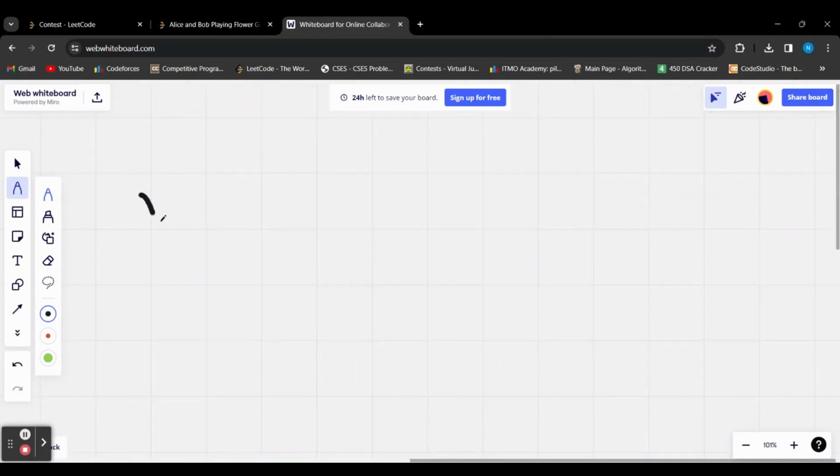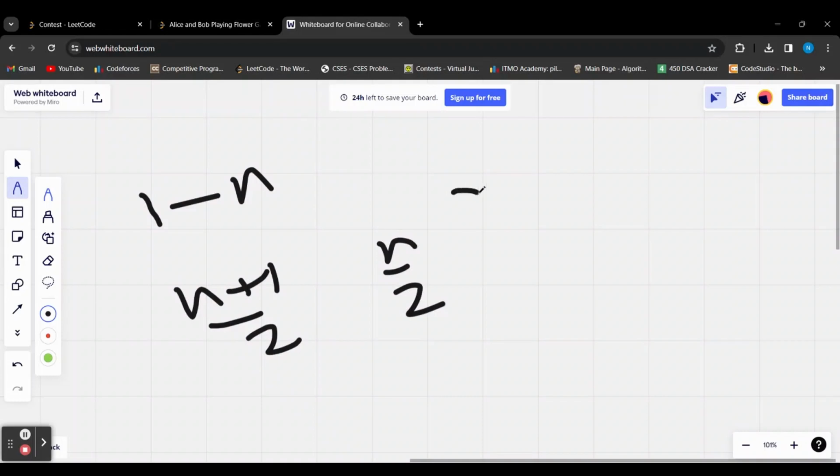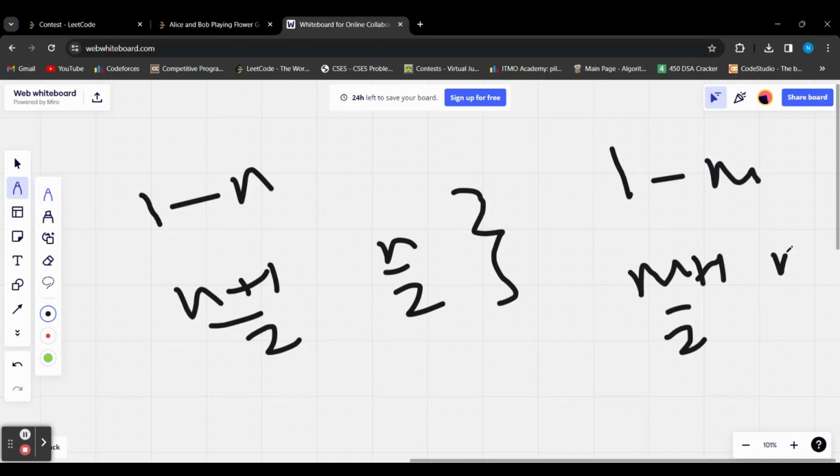So the number of odds in this range is (n plus 1) by 2 and the number of evens is n by 2. You can verify this by hit and trial method. This always works. And similarly for 1 to m, the number of odds is (m plus 1) by 2 and evens is m by 2.